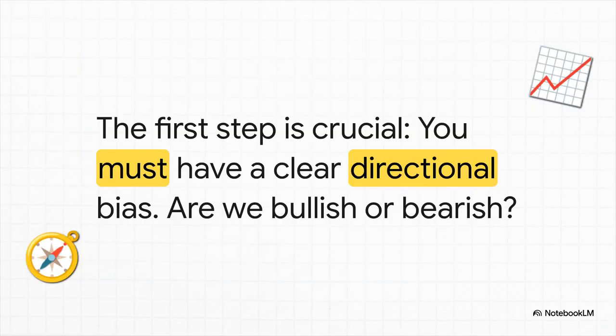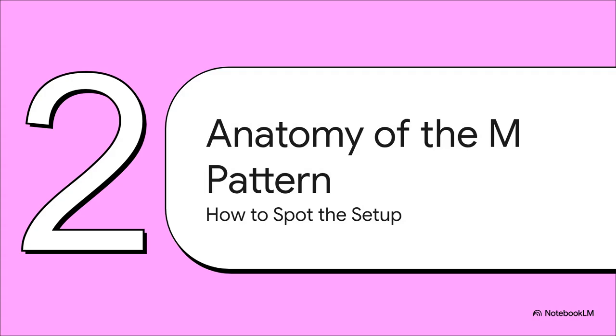But here's something you absolutely have to remember. You can't just hunt for these patterns in a vacuum. It all starts with context. You must have a clear directional bias first. Are you bullish? Are you bearish? You need to know that before you even start looking. For the sake of this video, we're going to focus on a bearish scenario, so we'll be looking for prices to head lower.